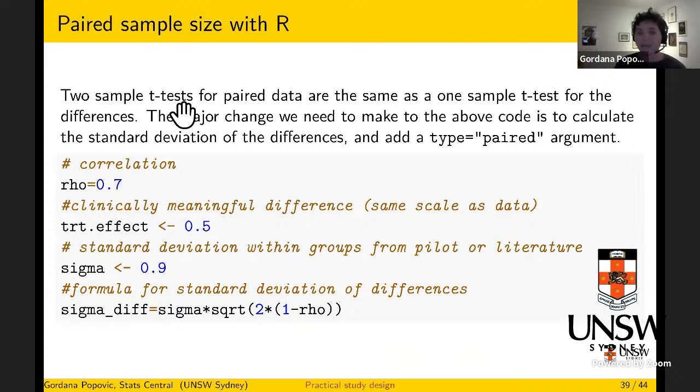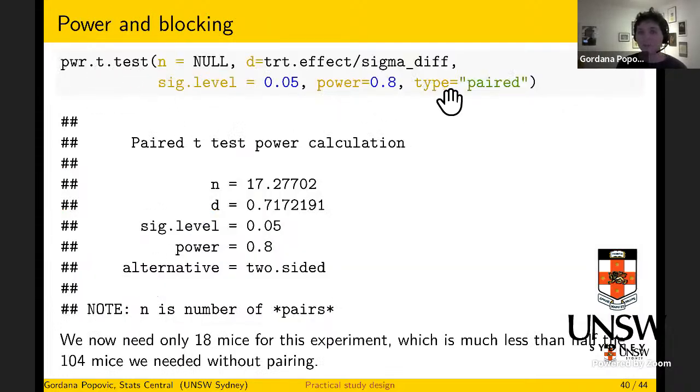Because when we have paired data like this, we want to use a paired t-test. And a paired t-test is actually just a t-test on the differences. So it's the standard deviation of the differences over time for each mouse, or differences between treatments for each mouse, that are actually relevant. Once we have that, we just plug it into the same function. We need to do type equals paired here, but it's not really any more difficult. And we find that in this case, N is 17.2. So 18 mice are required for this experiment.